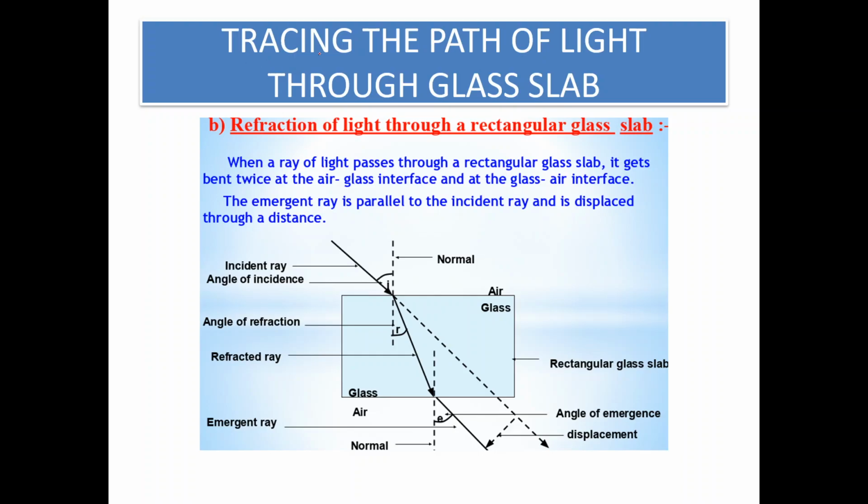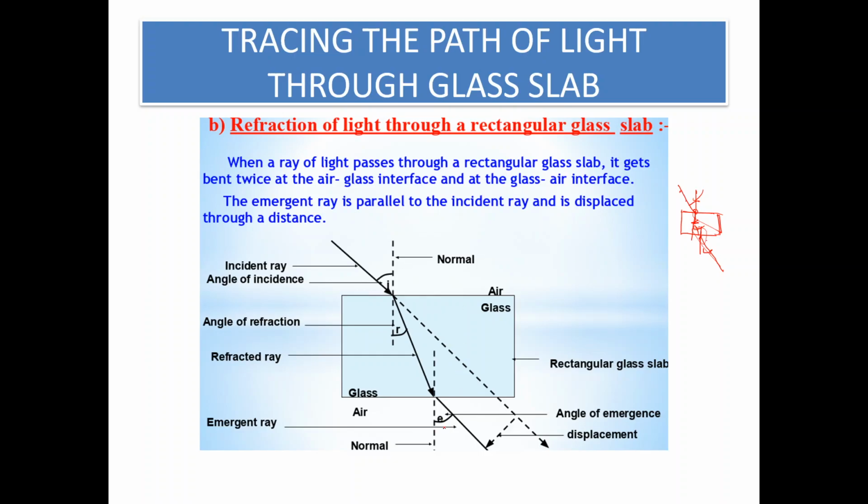Now you have to trace a path of light through a glass slab. This you will do in your laboratory. Take a glass slab, mark its boundary on a white paper, draw a normal, and at a certain angle prick two pins so that this is the angle of incidence, and looking on the opposite side prick two more pins so that all the 4 pins are on a straight line. If you join these 2 points, this is the refracted ray. Measure angle I, angle R and angle E.